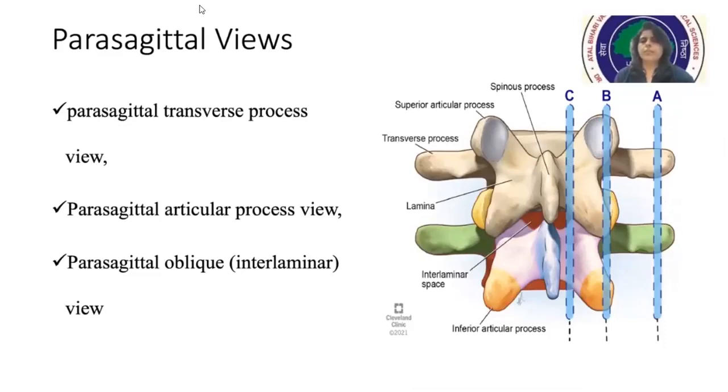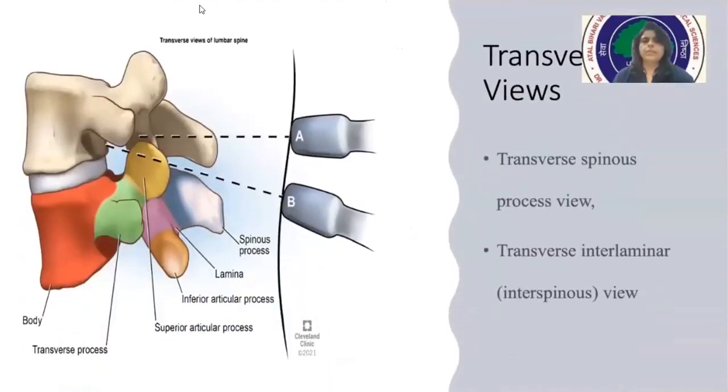Once you tilt your probe towards the midline, it will provide you a window to peep between the interlaminar space. This view is known as the parasagittal oblique interlaminar view. In transverse views, you have to keep your curvilinear probe transversely.